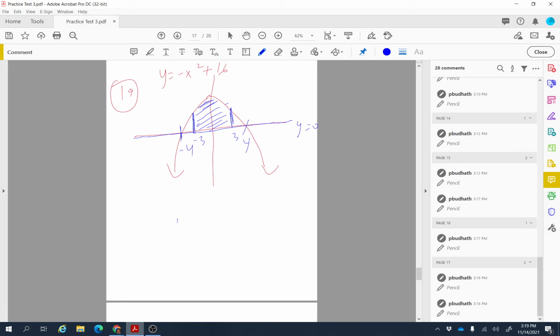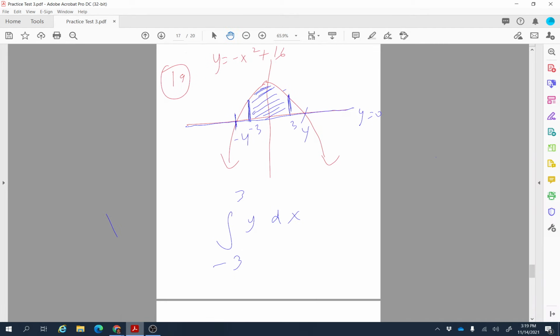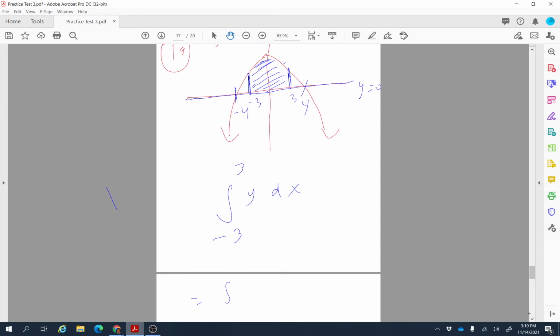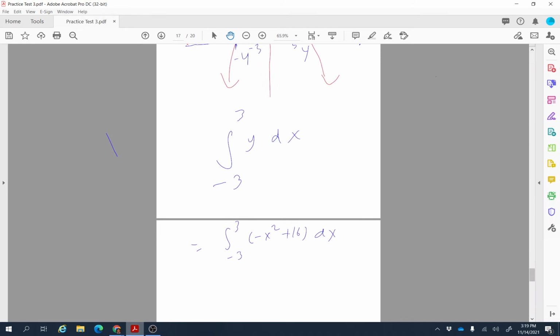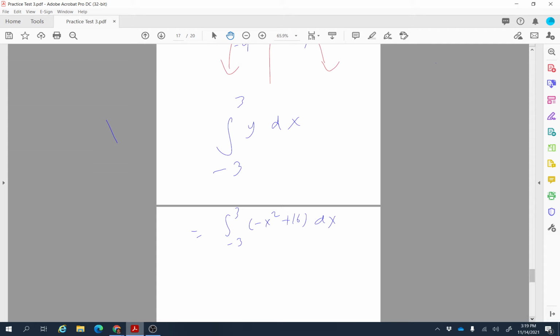To find that area, we just have to find the integration from negative 3 to positive 3 of y dx. What is y? y is negative x squared plus 16. So we need to find the integration of negative x squared plus 16 dx from negative 3 to positive 3. Remember, negative x squared plus 16 is an even function. That means instead of finding the integration from negative 3 to positive 3, we can find the integration from 0 to 3 and then multiply it by 2. We can also do that.